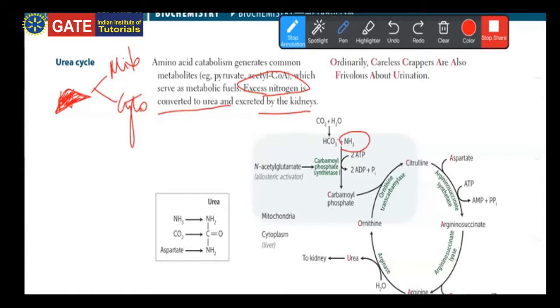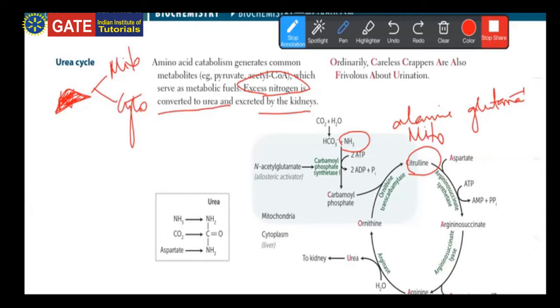Once it is inside the hepatocyte, the urea cycle begins in your mitochondria, and that is going to give us citrulline. So how is it going to yield citrulline?